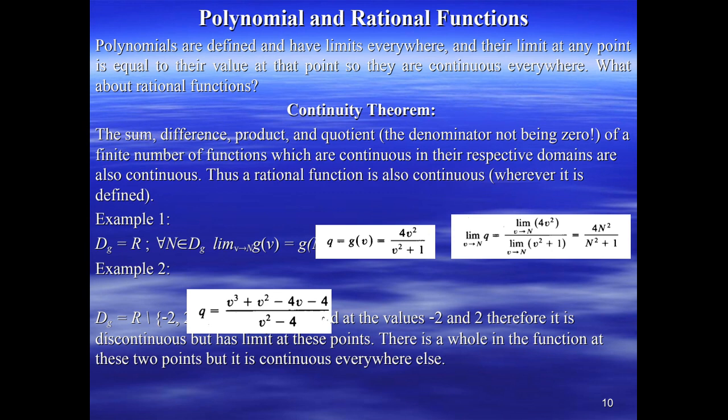So what about polynomial and rational functions? Polynomials are defined and have limits everywhere, and their limit at any point is equal to their value at that point. So they are continuous everywhere, as we have seen before in the previous heading. But what about rational functions? Polynomials are easy to understand. Whenever you calculate the value of a polynomial, it would be equal to its limit. The left limit and the right limit would be equal, and they would be equal to the value of that polynomial at that point. So, no problem.